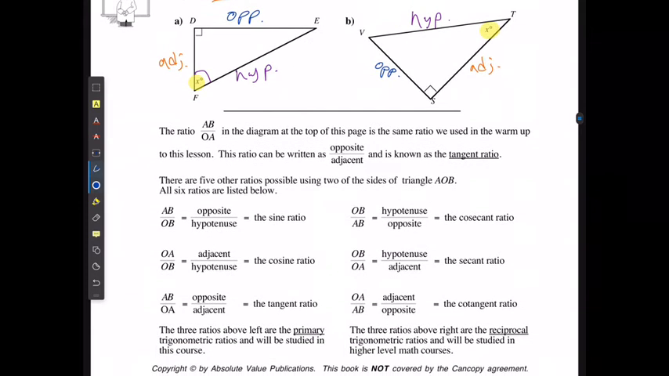The ratio of AB divided by OA in the diagram at the top of the page is the same ratio we used in the warm-up. This ratio is called the opposite divided by the adjacent, or the tangent ratio. So anytime we talk about a tangent ratio, we always mean the opposite side length divided by the adjacent side length. There's other possibilities as well.